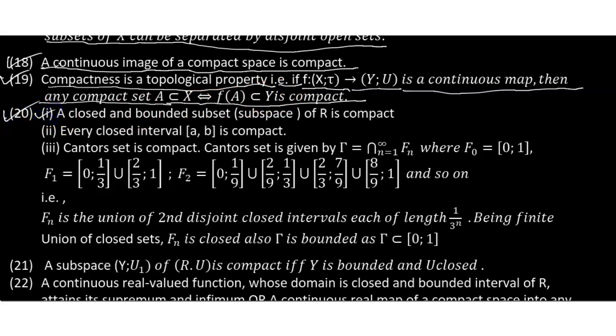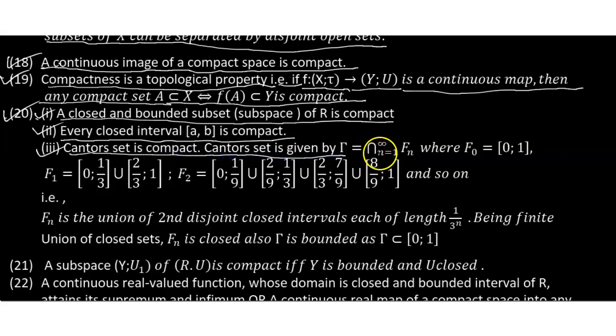Number 1. A closed and bounded subspace of R is compact. Every closed interval [a, b] is compact. Number 3. The Cantor set is compact. The Cantor set is given by gamma, the intersection of F_n for n equals 1 to infinity.